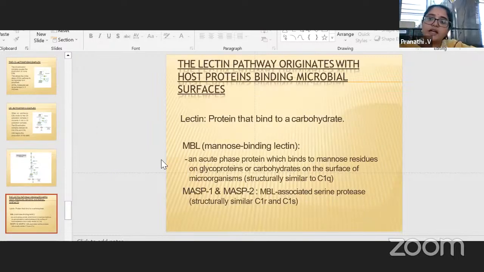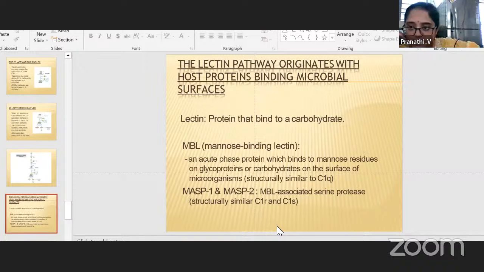Now we have the third pathway. This is the lectin pathway. It originates with host proteins that bind to microbial surfaces. So we have the mannose binding lectin. Like it suggests, lectin is a protein that binds to carbohydrates. What is the carbohydrate over here? It is mannose. These mannose residues are present on glycoproteins or glycolipids, and these carbohydrates are present on the microorganism surface.